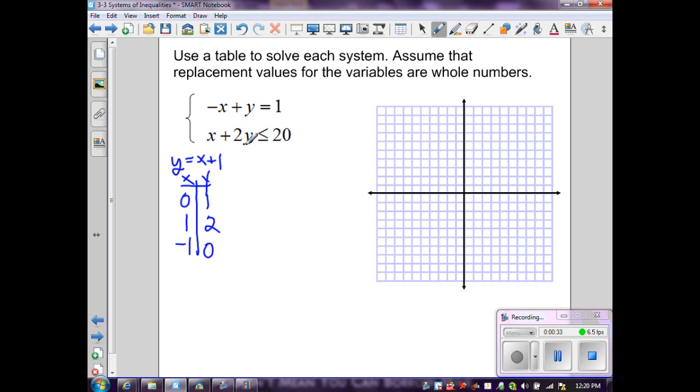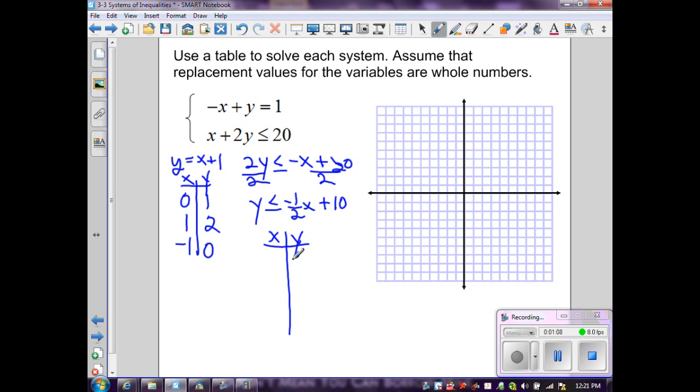Let's start on our inequality. Let's solve for y. I'm going to subtract x on both sides. That gives me 2y is less than or equal to a negative x plus 20. Let's divide by 2 on both sides. That gives me y is less than or equal to, and 2 has to go into both, a negative 1/2 x plus 10. Let's create a table.